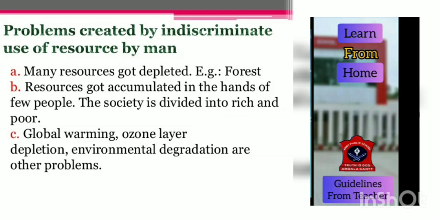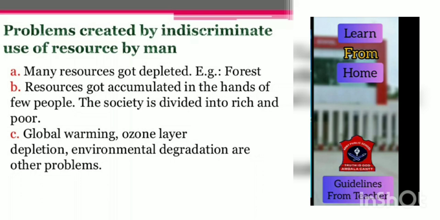When we use resources for human benefit, it leads to many problems. The first and the foremost problem is of the depletion of resources. The resources, especially which are inexhaustible in nature, get depleted with use.